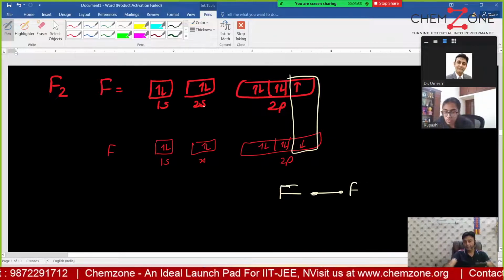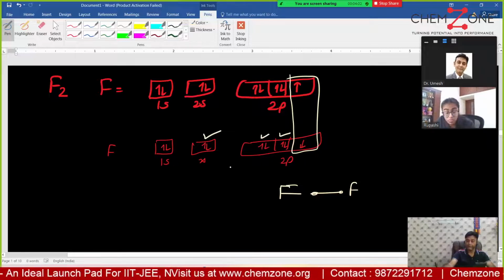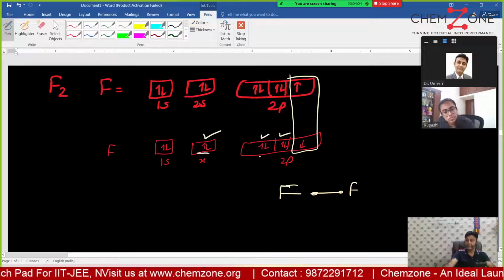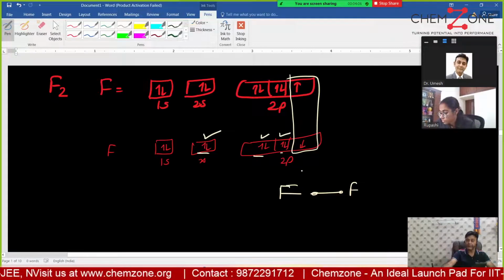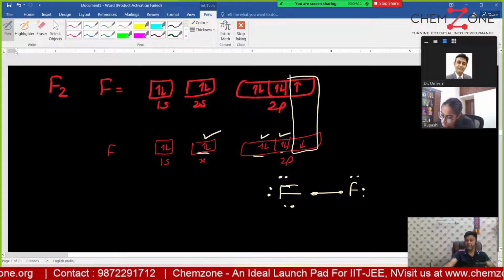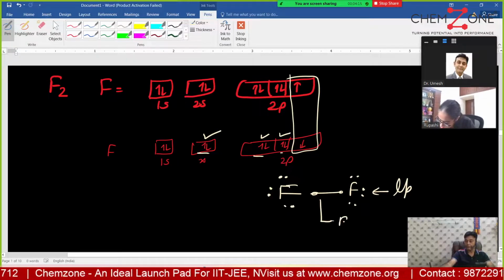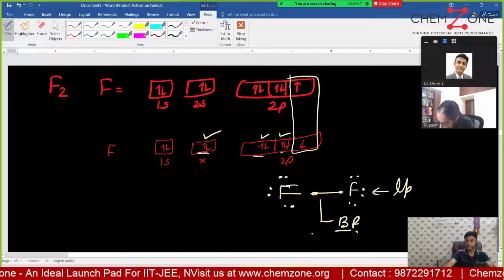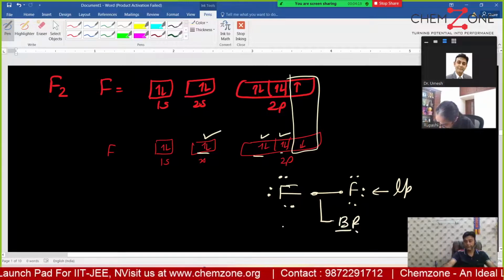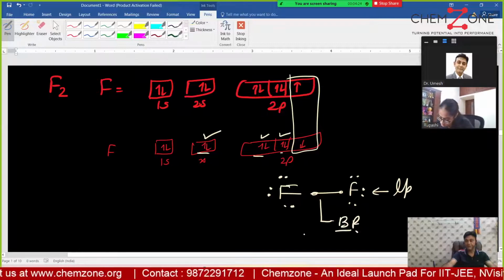And now you can see in the outermost shell I have a 2s and 2p. There are three pairs of electrons present in the outermost shell but they do not take part in bonding. These are known as lone pairs of electrons, and this is called a bond pair of electrons. Understood?